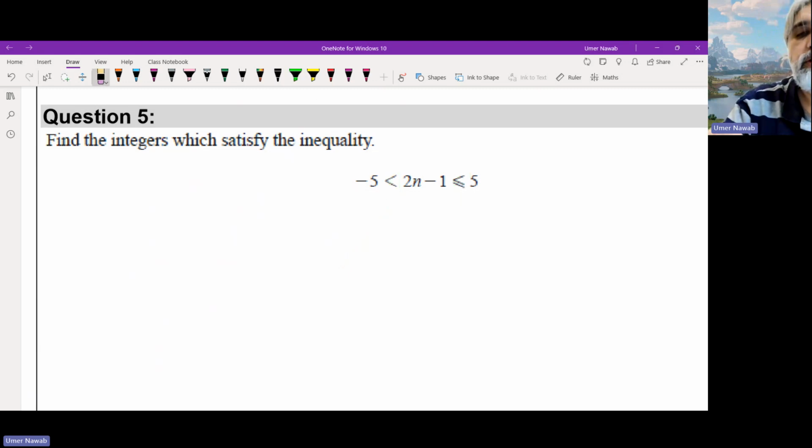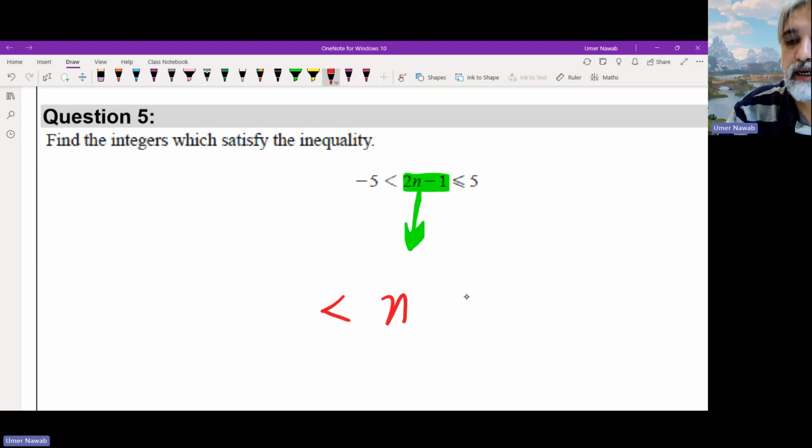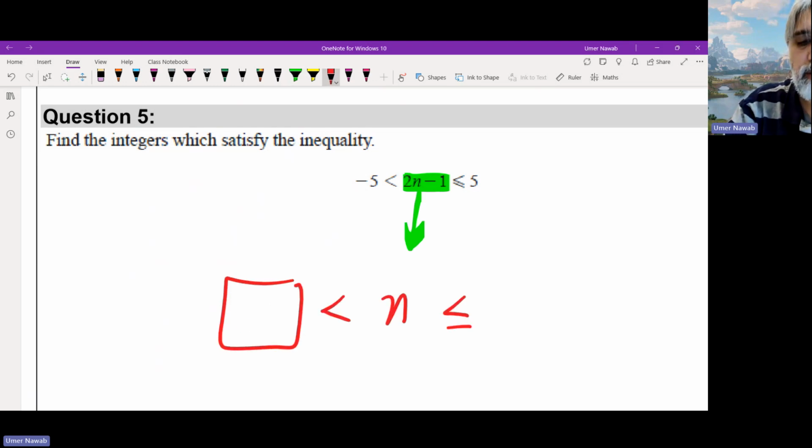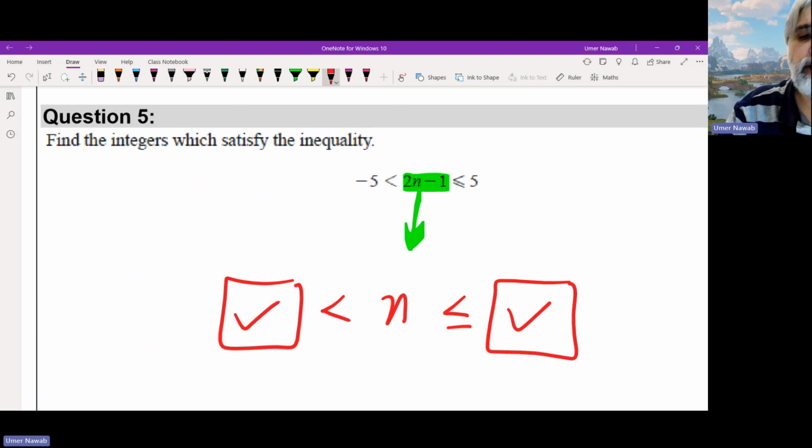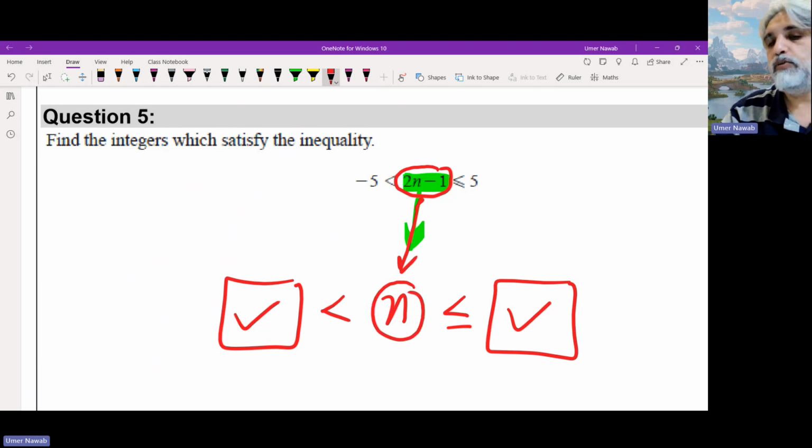We want to have n here. I want to make n in between. I need to get something over here and something over here. That's the point. Rather than keeping 2n minus 1, I need to do some opposite operations to change 2n minus 1 to n. So how can I do this?